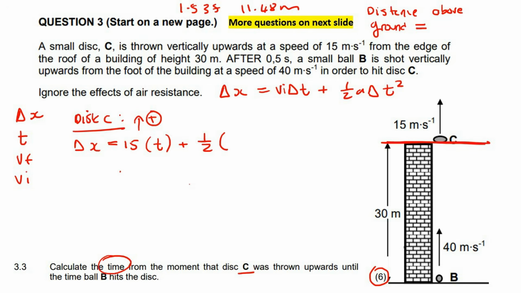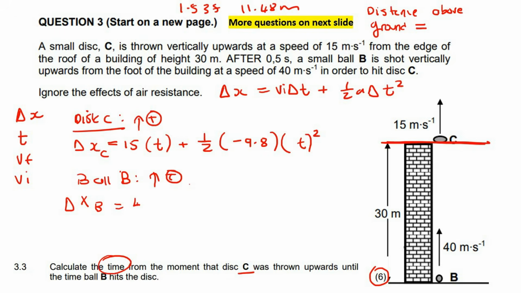Now we're going to say half. Gravity is going to be negative 9.8, and then delta, or let's just say t squared. Okay, now for ball B, got to be careful here. Let's choose up as positive as well. So let's just say this is for disk C, and this is for ball B. Don't worry, we'll relate these two x's soon.